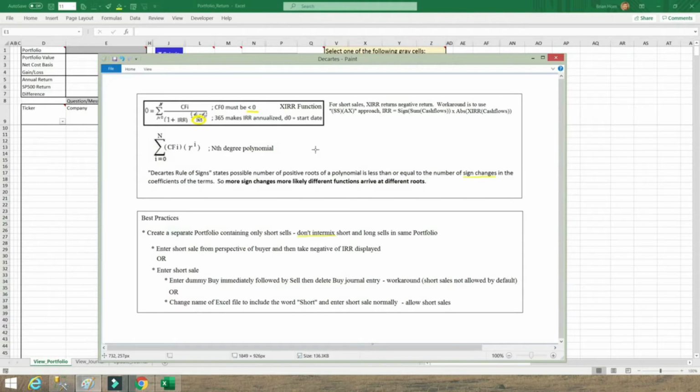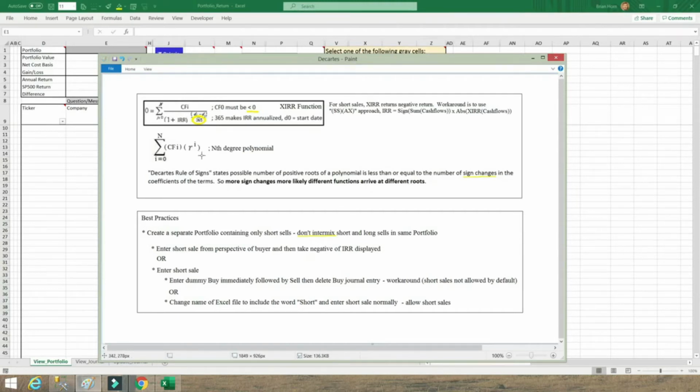Well, in the early 1600s, a French mathematician named René Descartes came up with the Descartes Rule of Signs, and it states that the possible number of distinct positive roots of a polynomial is less than or equal to the number of sign changes in these coefficient terms, or in this case, when you're doing a present value of cash flows, the coefficients are the cash flows. So the more sign changes, the more possible roots. The final root selected is based on the sequence of trial roots attempted by the extended internal rate of return function.